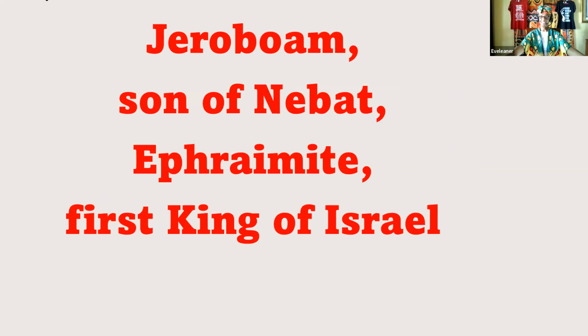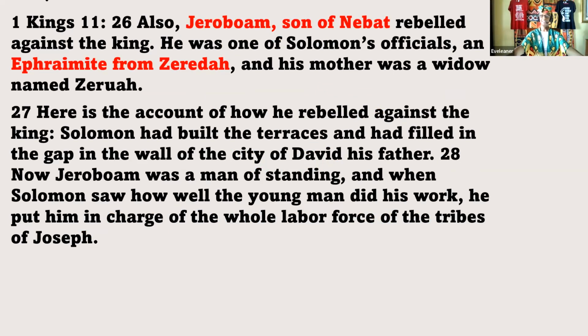So now we will start on number 3, which is Jeroboam, son of Nebat. He's an Ephraimite, the first king of Israel. Now let's begin reading. 1 Kings 11. Also, Jeroboam, son of Nebat, rebelled against the king. He was one of Solomon's officials, an Ephraimite from Zeredah, and his mother was a widow named Zeruah. Remember, there are names that are highlighted, and we will give more information on them. Here is the account of how he rebelled against the king.